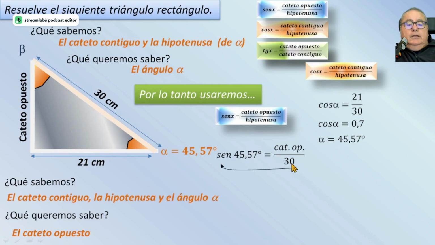Solving for the 30 that is here, dividing becomes multiplying, and then the opposite leg would be 30 times 0.71, which is what gives us approximately the result. Rounding to the hundredths and doing this operation, the opposite leg is 21.3 centimeters, and we can put it there in its place.